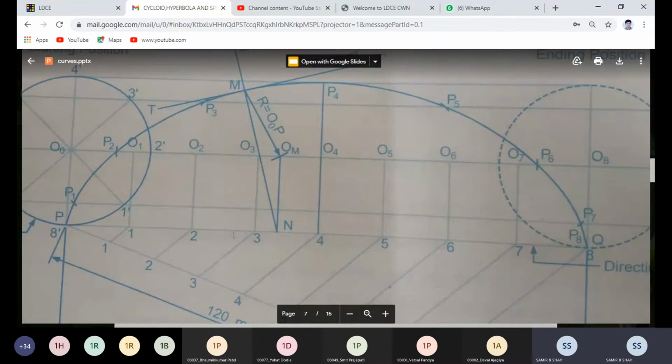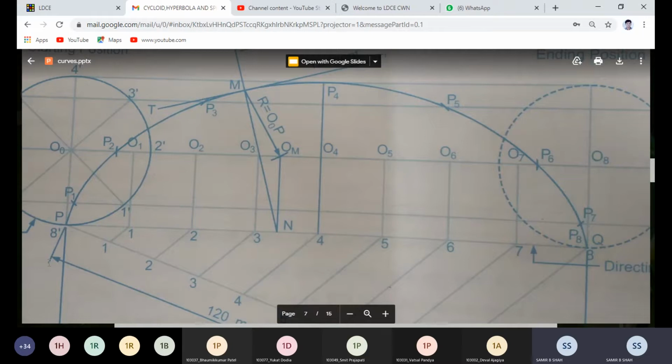Draw the straight line PQ, which is equal to 157 mm. The line should be perpendicular to this line. Okay, you have to keep in mind that this line should be perpendicular to this line.